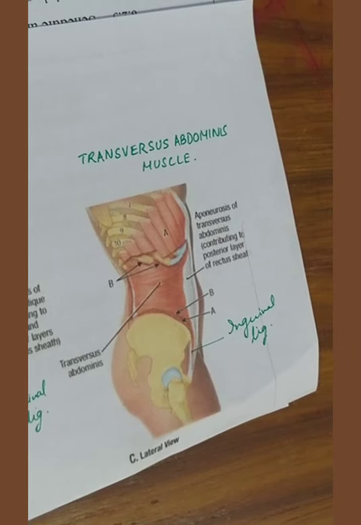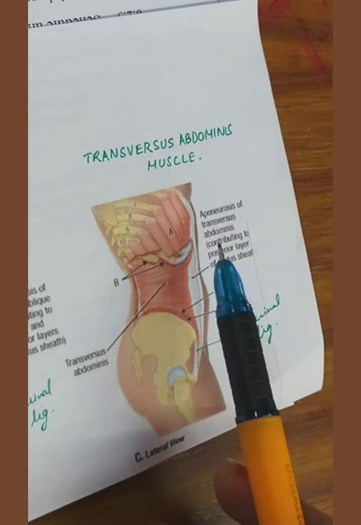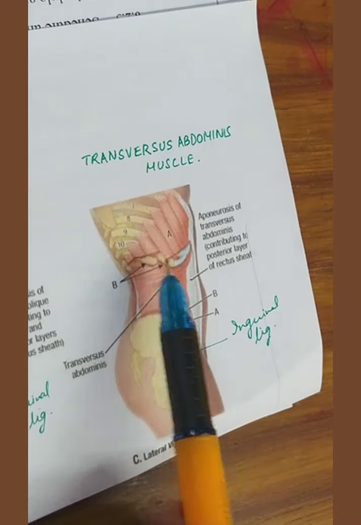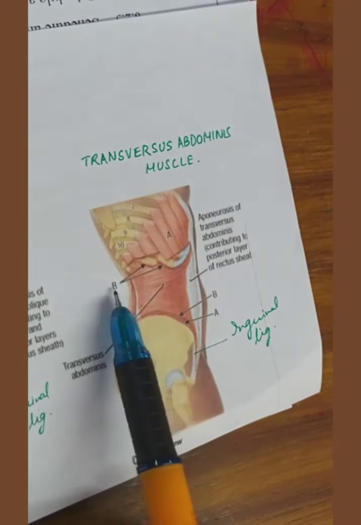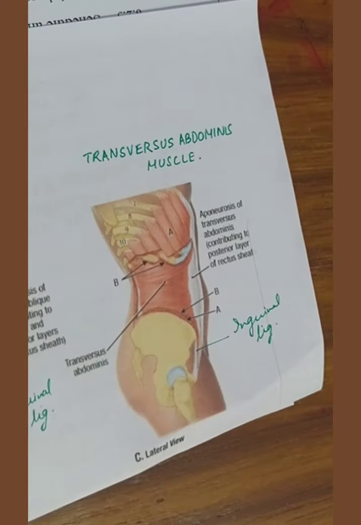Then coming to the next flat muscle, which is the transversus abdominis muscle. Now here you can see these are the cut fibers of the external oblique. Then here denoted by B, the cut fibers of the internal oblique muscle. Then the transversus abdominis muscle.